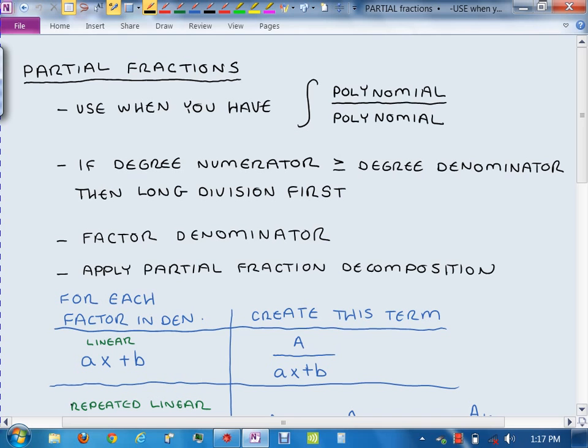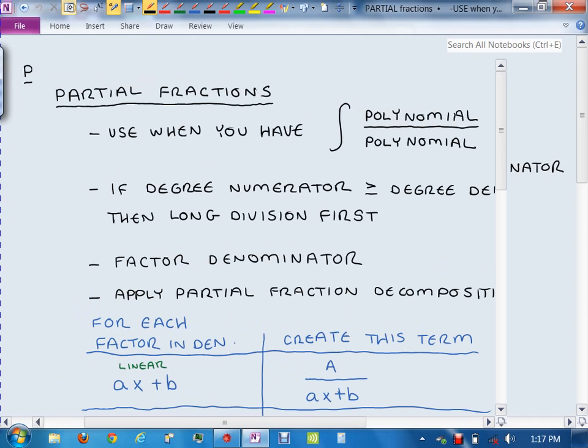So, partial fractions. Anytime we have an integral where we have a polynomial divided by a polynomial, what we want to do is follow this procedure. And here's the first thing. If the degree of the numerator is greater than or equal to the degree of the denominator, then we have to do long division first.